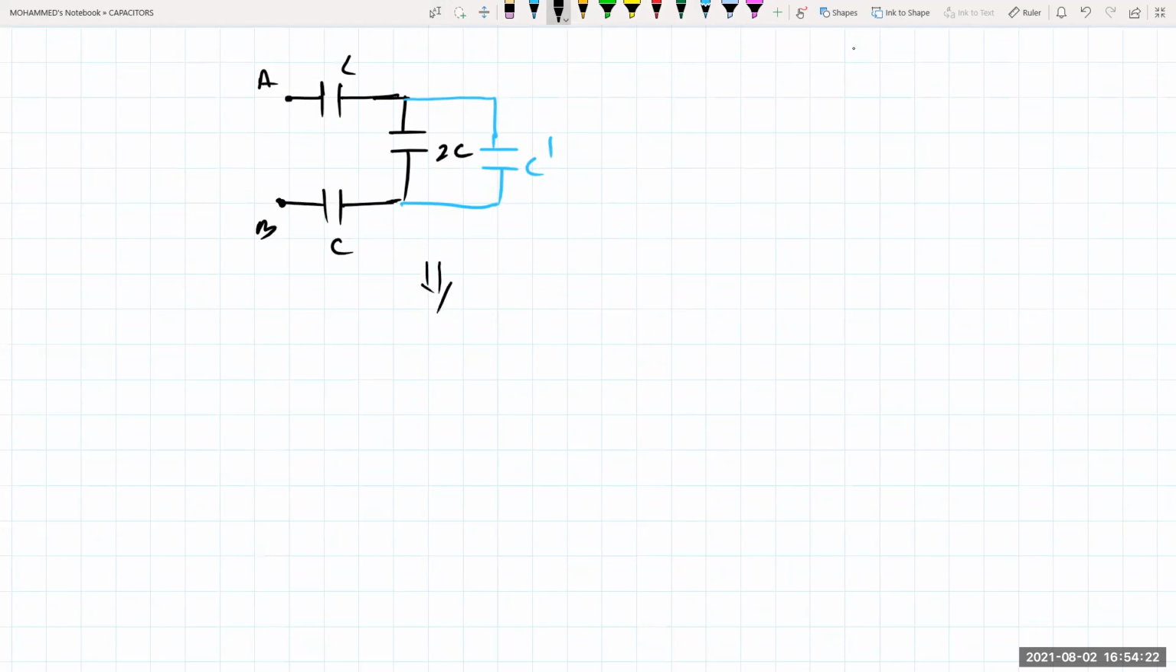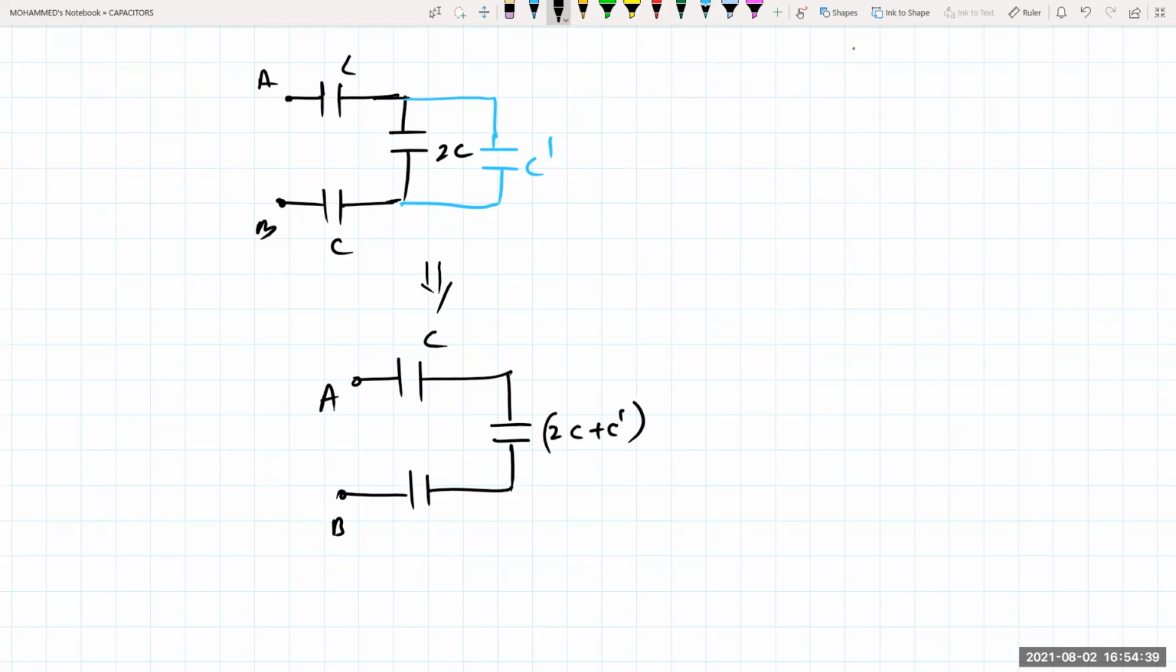That means I can rewrite this one as something like this. This one is one capacitor, this will become one capacitor, and here is one capacitor. And this is your B, and this is your A. This is C. 2C and C are in which combination? Parallel combination. So this will become 2C plus your C dash, and this one is nothing but your C.